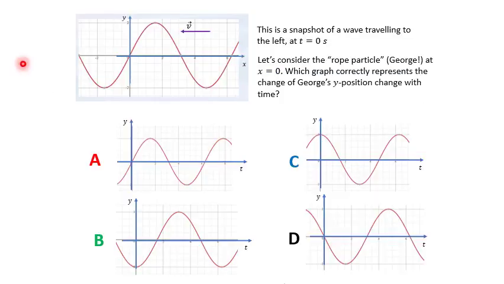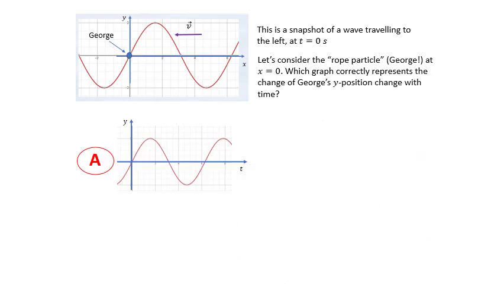Right, a quick example for you. Remember, George is at x is equal to 0, and this wave is traveling to the left. Pause now. Welcome back. So you should have got A. If you're confused, please go to the discussion forum immediately.